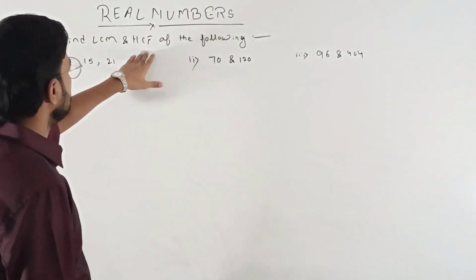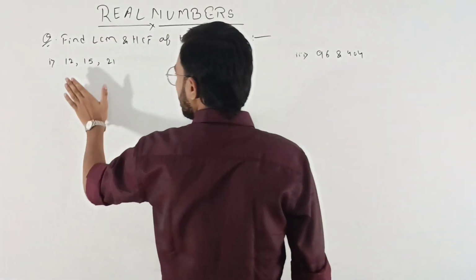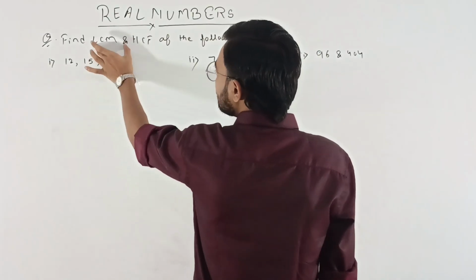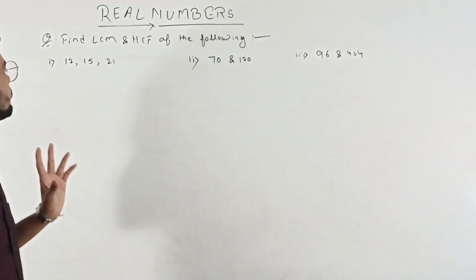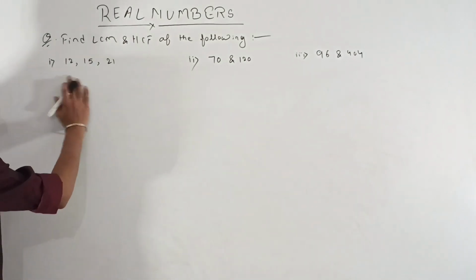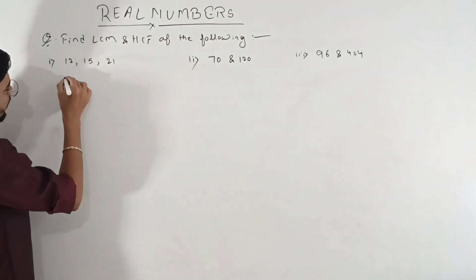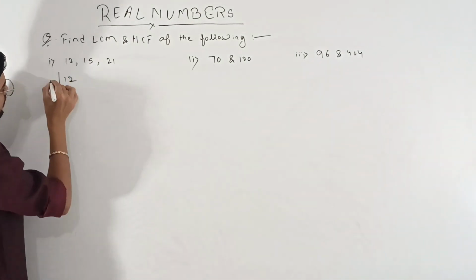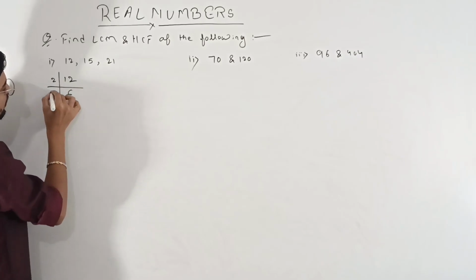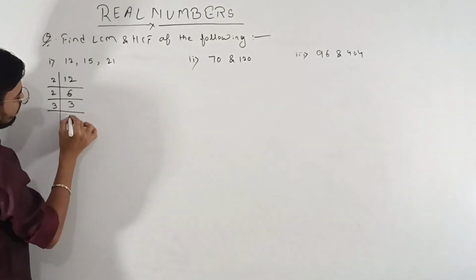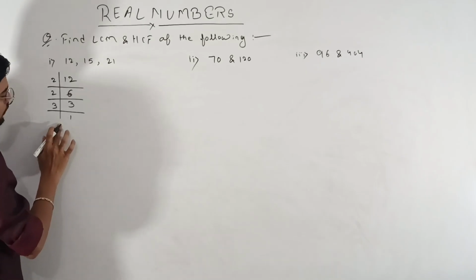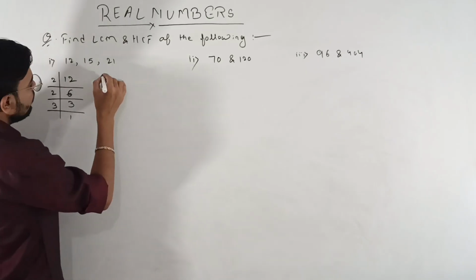Find the LCM and HCF of the following. First is 12, 15 and 21. We have to find LCM and HCF of 12, 15 and 21. First step is to do prime factorization of all these three. First, prime factorization of 12: 2 sixes are 12, 2 threes are 6, and 3 ones are 3.